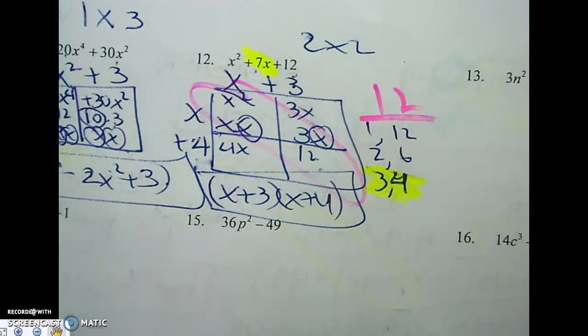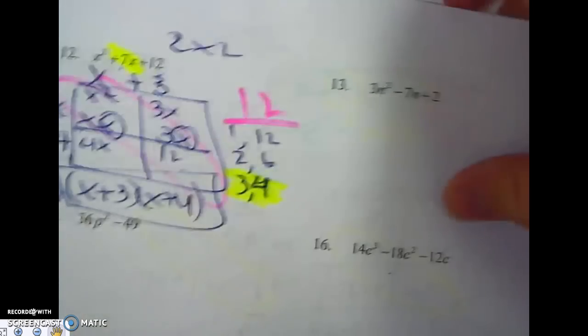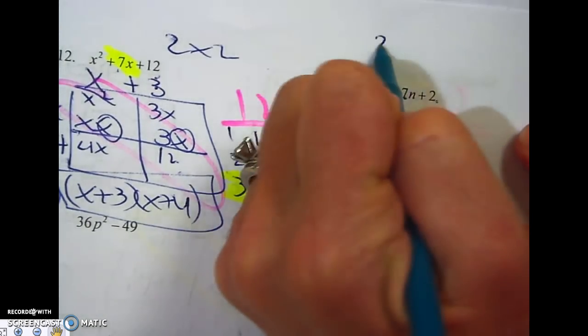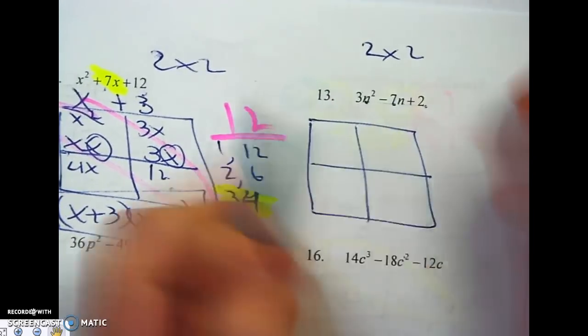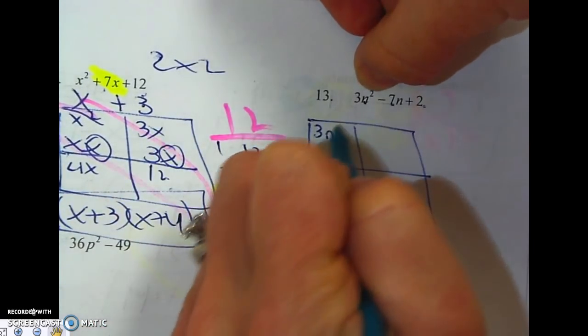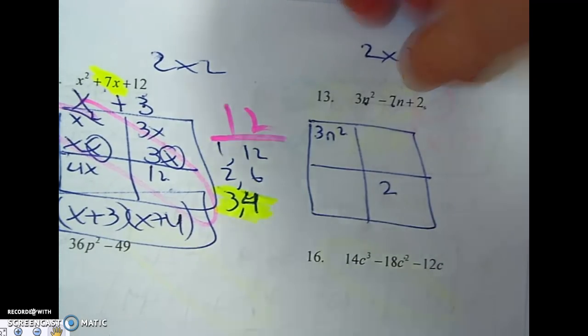Next one. Now remember, you want to try these problems yourself. If you don't need me, your job is to just check it. Next one. They don't have anything the same. 2 by. Make my little box. First guy. Last guy. Circle it.